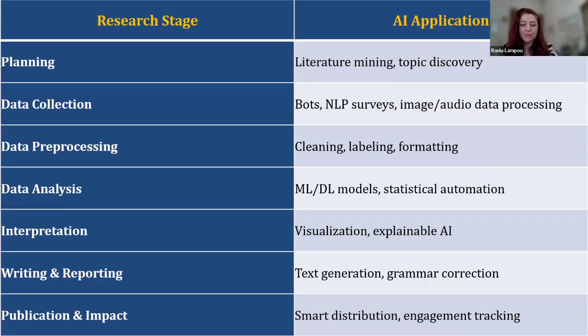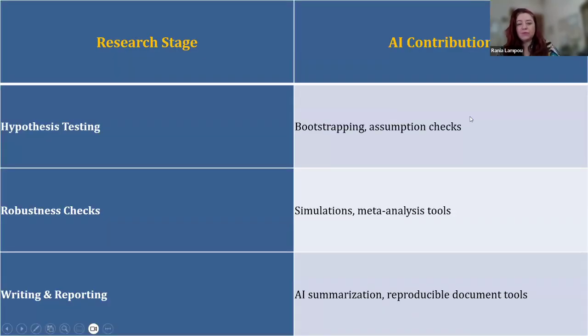For publication and impact, we have smart distribution, engagement tracking. And for hypothesis testing, bootstrapping, assumption checks. For robustness checks, simulations or meta-analysis tools. For writing or reporting, AI summarization, document tools.